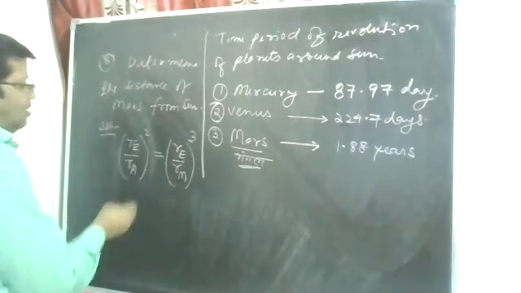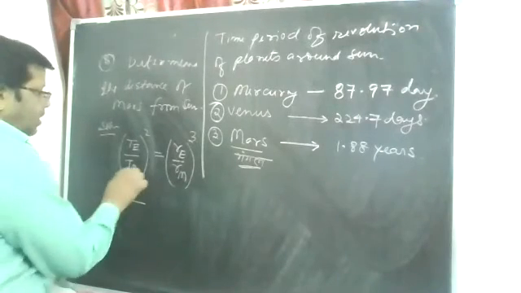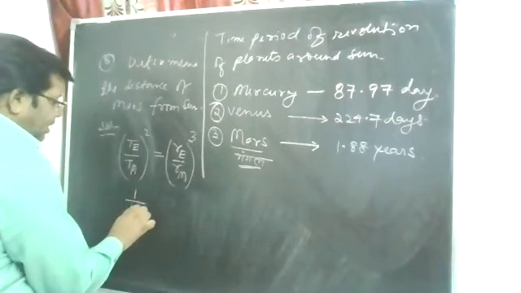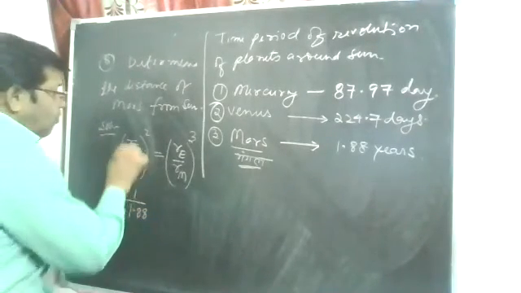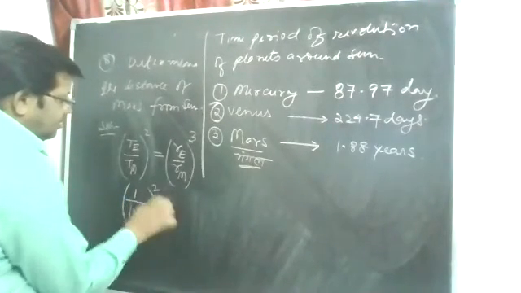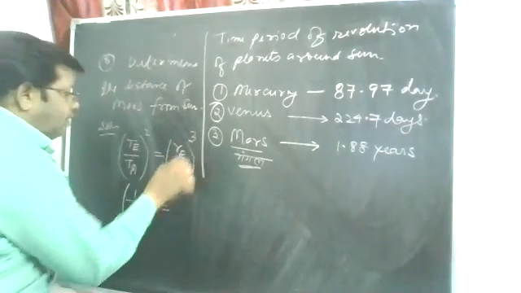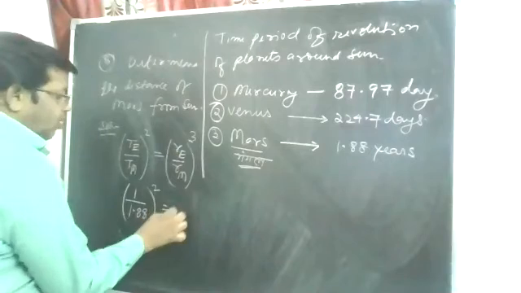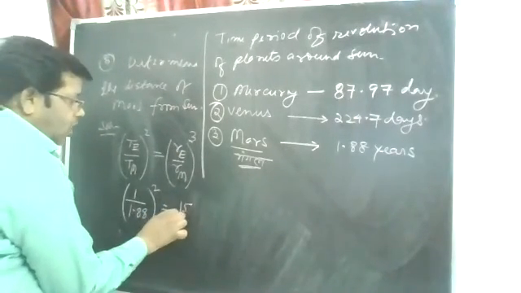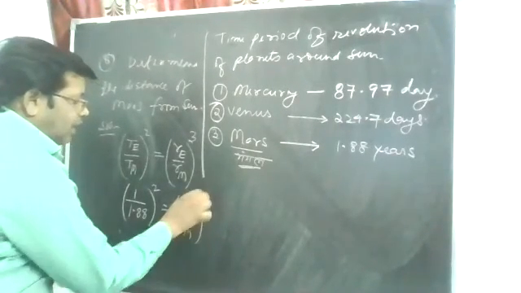Now, what is the time period of Earth? That is 1 year. And for Mars, it is 1.88. We are taking time period in years, just remember that. Now, what is the distance of Earth from the Sun? It is 15 crore kilometer. You are finding the distance in kilometer, so 15 upon R2. So the distance of Mars we can calculate.